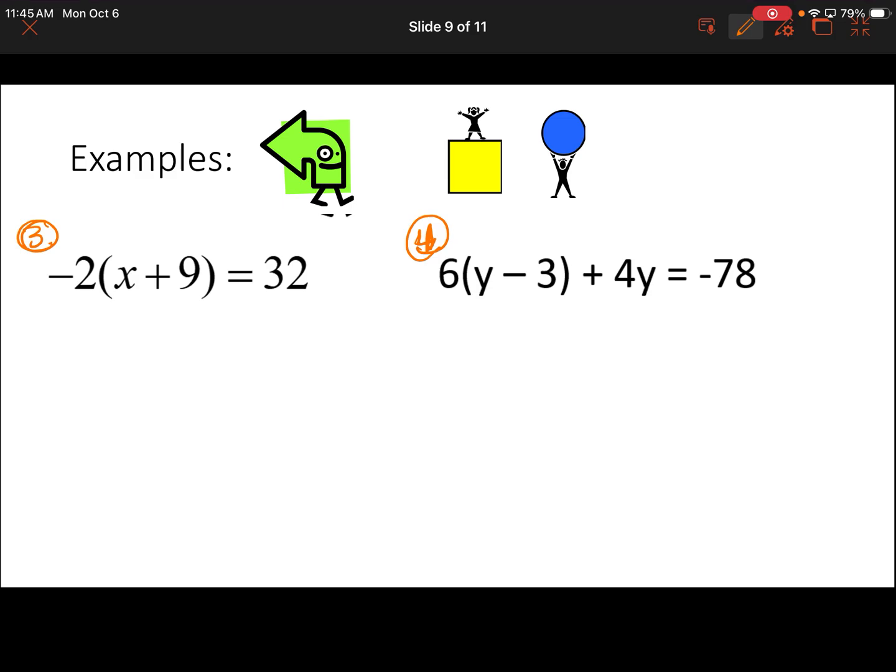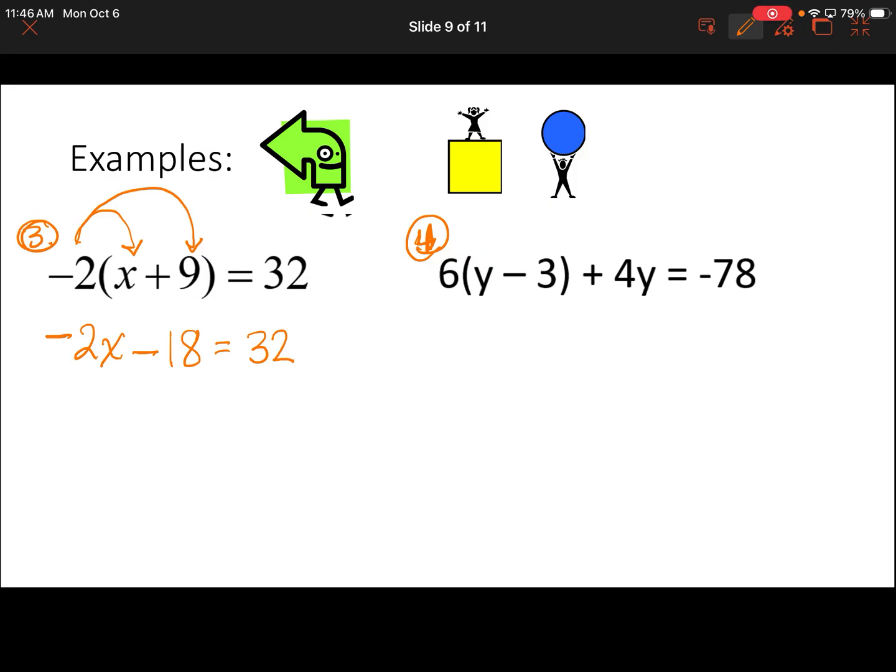All right, when you get to number 3, we are going to pass out this -2. Does everybody agree? Yeah. And that would give me -2x. What is -2 times 9 going to give me? Minus 18 equals 32. Does everybody follow where I got minus 18?